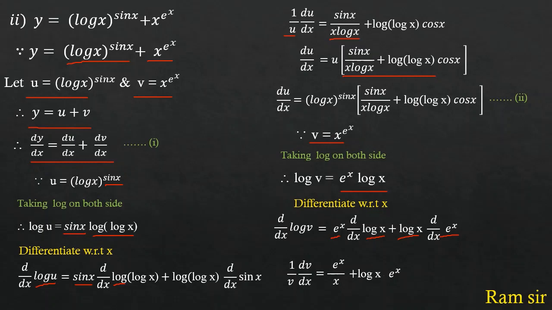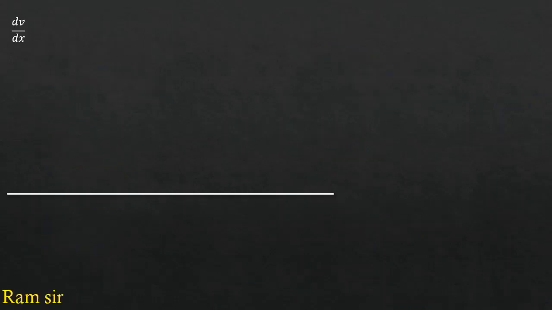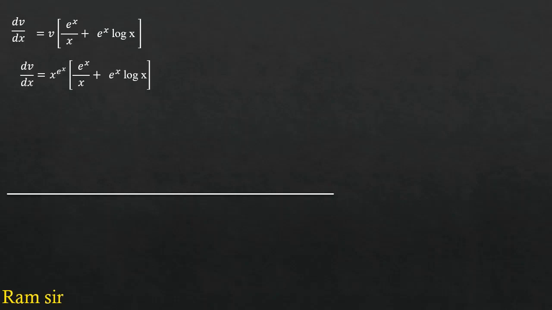In the next step we'll shift this v to the other side. So dv by dx is equal to v into e raised to x upon x plus e raised to x log x. Same term copied, nothing else. Now we have to substitute the value of v, which is x raised to e raised to x, and other terms remain as they are. So we got dv by dx. Let's mark this as equation number 3.